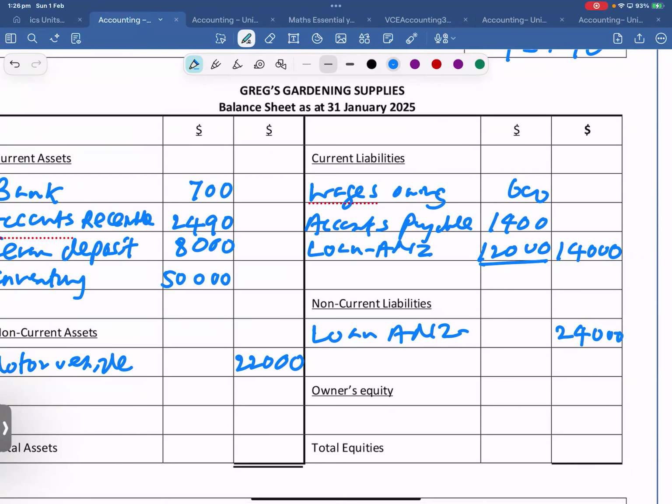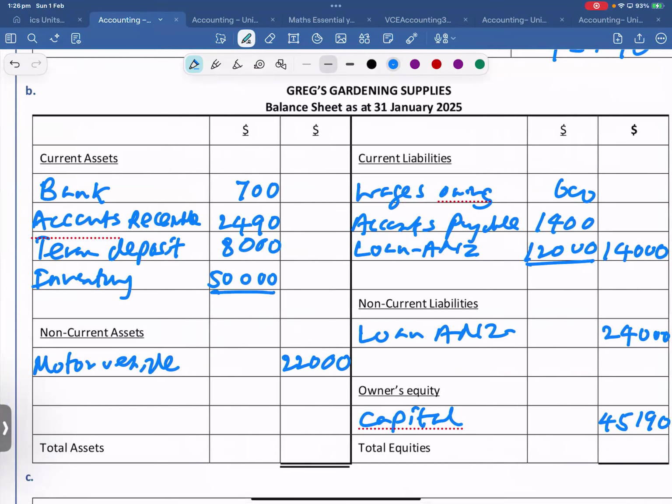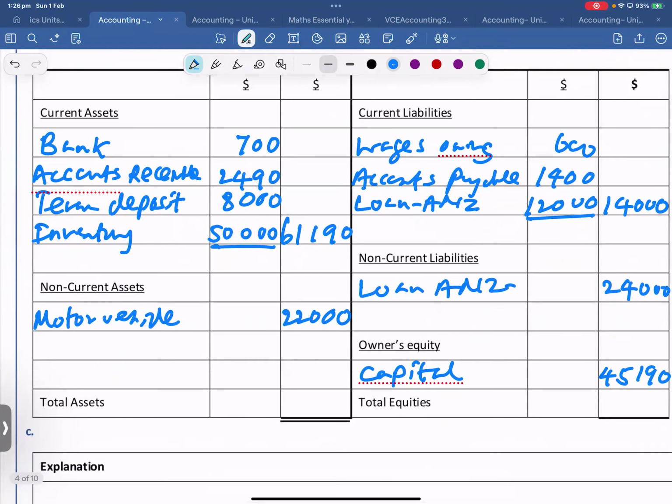Good. And then on the security already calculated, Tanisha, that is 45,190. Now let's see if you are going to get it balanced, right? So my bank is coming to, sorry, current assets coming to 190, 11, 61, 190. Total assets I'm getting 83, 190.